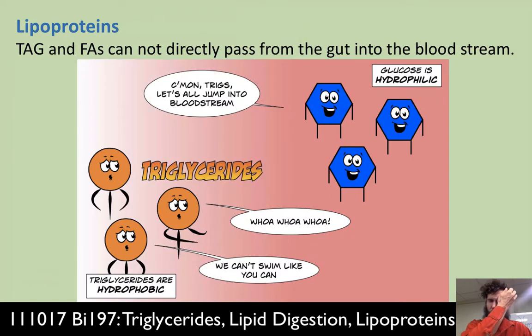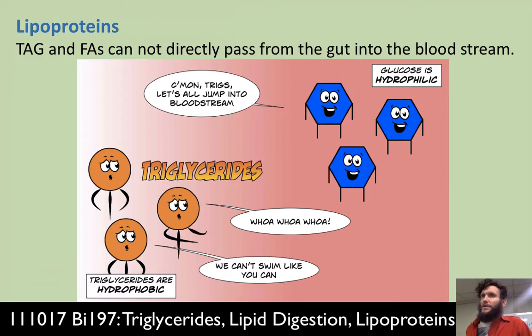All right. So TAG is just the short name for triglycerides. Triglycerides are also called triacylglycerides, or TAGs. TAGs and fatty acids cannot directly pass from the gut into the bloodstream. You can't go straight into the blood from the gut as a triglyceride. Why is that? Well, they're hydrophobic. They don't want to be in water, and your blood is actually mostly water.